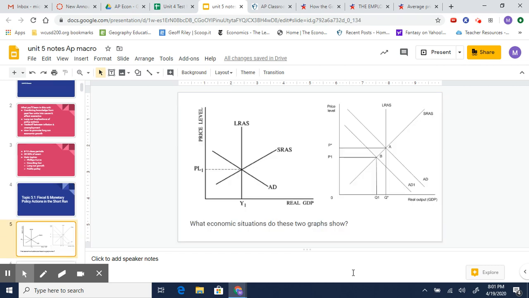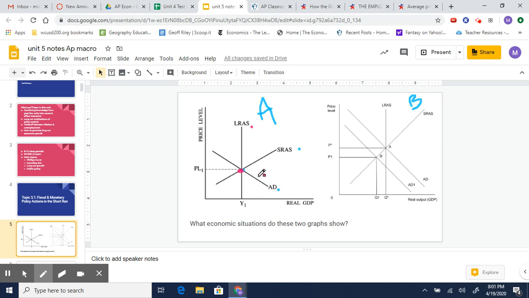This is what I would start off with in class. What economic situations do these two graphs show? I'm going to make this graph A, make this graph B. Okay, so graph A, because our short run equilibrium, the point where short run supply and short run demand intersect, intersects long run right here, you have what's known as long run equilibrium, meaning that your economy is at full employment and there is no cyclical unemployment at this point.